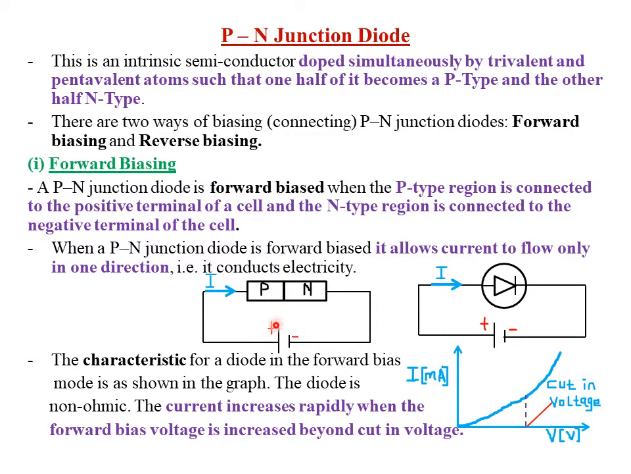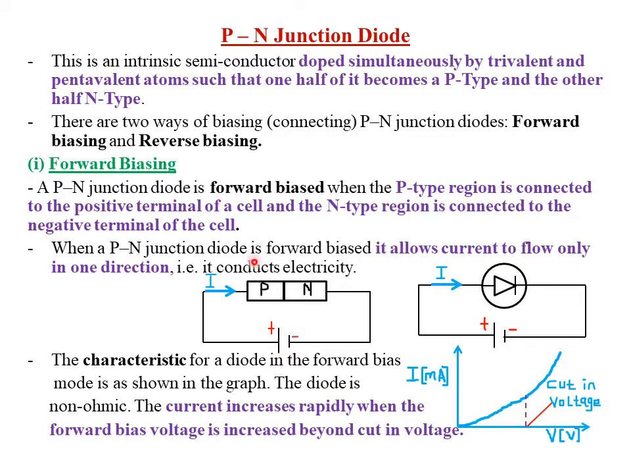So it will flow from the positive terminal of the cell. Then of course this one, the I, represents the direction of the current. Of course the current goes through the p-type region of our PN junction, then through the n-type region, then to the negative terminal of our cell.